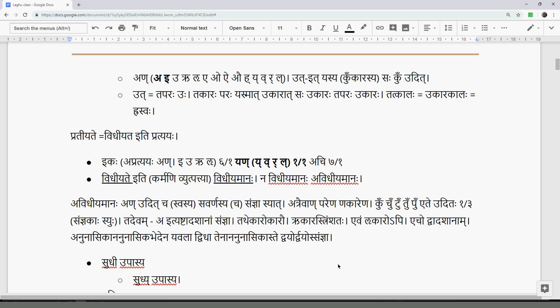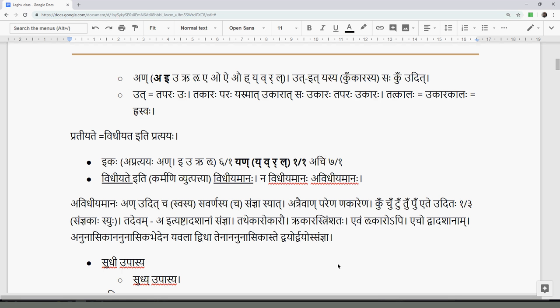Echo dvadashanam. Ec is what? E, O, ai and au. So, e, o, ai, au. That is ec. Therefore, e, o, ai and au will stand for their 12 varieties because there is no hrasva. Hrasvasya abhavat. There is hrasva abhavat because they do not have one matra, they are always two matras or pluta as three matras. And through anunasika and ananunasika bheda, nasalization and non-nasalization, yavala, yavala is what? Yakara, vakara and lakara, yavalaha dvidha, they are of two types. One is nasalized, another is non-nasalized. Thereby you get yakara, vakara and lakara as both.